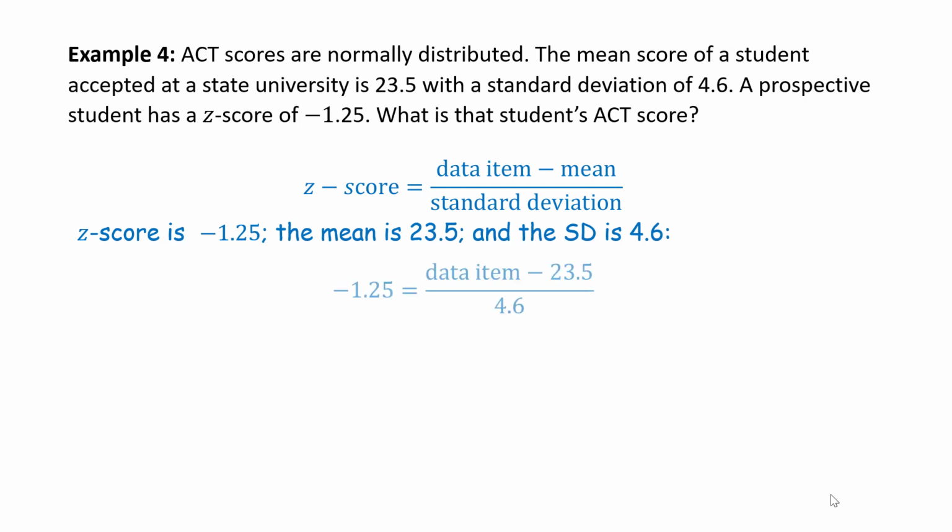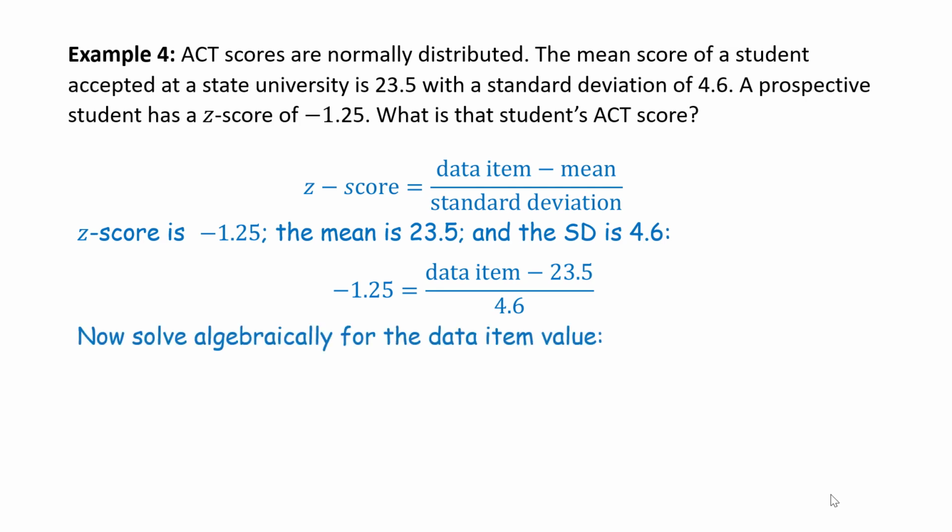That will give us negative 1.25 is equal to the data item minus 23.5 divided by 4.6. We're going to algebraically solve for the data item value. To do so, let's multiply this above equation through by 4.6. That will give you an equation that is negative 1.25 times 4.6, and that's equal to the data item minus 23.5.